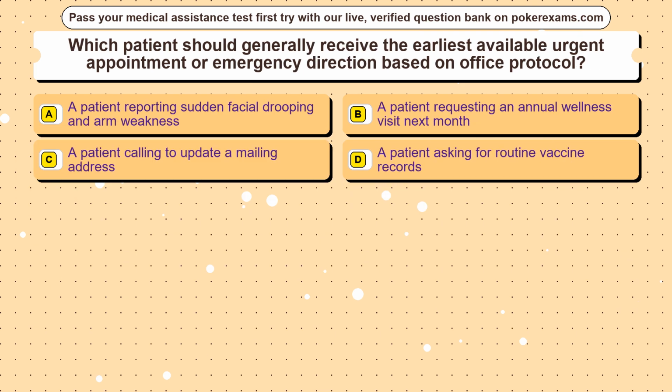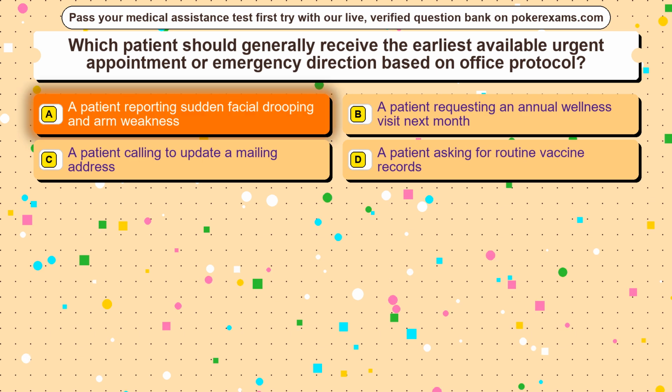Question 50. Which patient should generally receive the earliest available urgent appointment or emergency direction based on office protocol? Option A, a patient reporting sudden facial drooping and arm weakness. Option B, a patient requesting an annual wellness visit next month. Option C, a patient calling to update a mailing address. Option D, a patient asking for routine vaccine records. The correct answer is option A, a patient reporting sudden facial drooping and arm weakness.